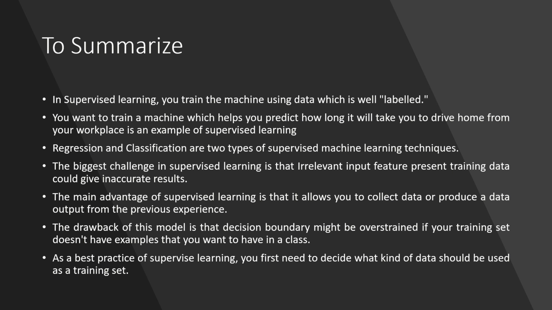Training a machine to predict how long it will take you to drive home from your workplace is an example of supervised machine learning. There are two types of techniques in supervised machine learning: regression and classification. The biggest challenge in supervised learning is that irrelevant input features present in the training data could give inaccurate results.